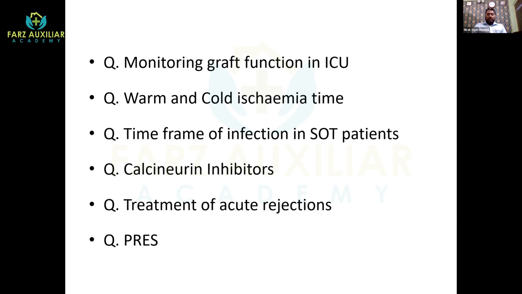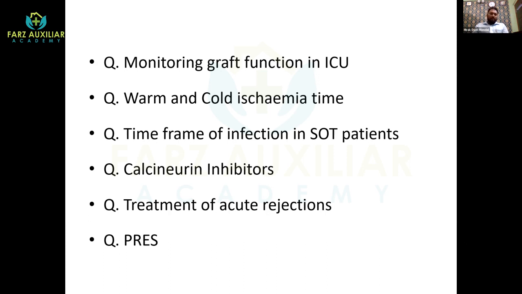Next is calcineurin inhibitors. Like I have already mentioned, calcineurin inhibitors are very important. So go through them: what are cyclosporine, tacrolimus, everolimus? What is the mechanism of action? How do they inhibit interleukin 1, 2, and TNF alpha, and what are the potential complications of calcineurin inhibitors?